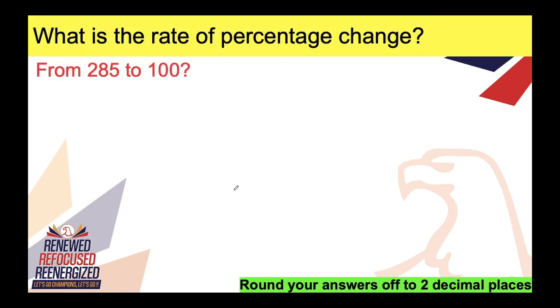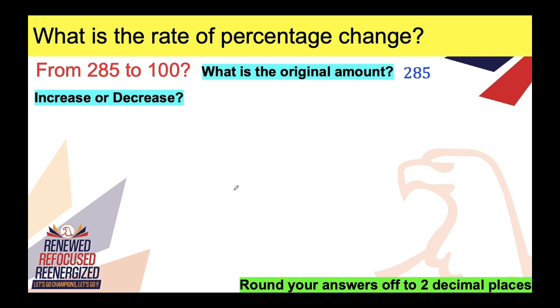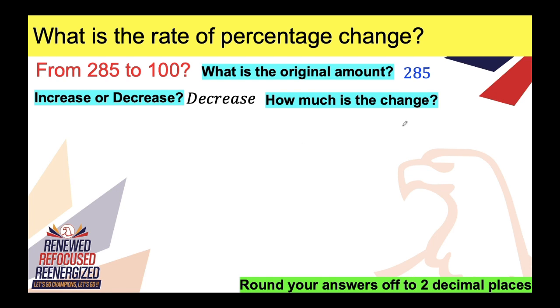All right. For example, from 285 to 100, the question is, what is the original amount? It's 285. Now, from the original going to the new, is it an increase or a decrease? Obviously, it's a decrease. Very good. And how much is the change? In this case, how much is the decrease? I'm using the word change because I'm asking you whether increase or decrease. Depending on what your answer here is, that is the kind of change. Since we know it's a decrease, how much is the decrease? You can compute this using your calculator. From 285 to 100, the amount decreased by 185.